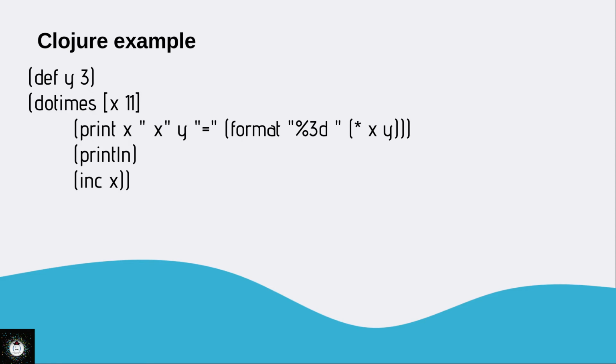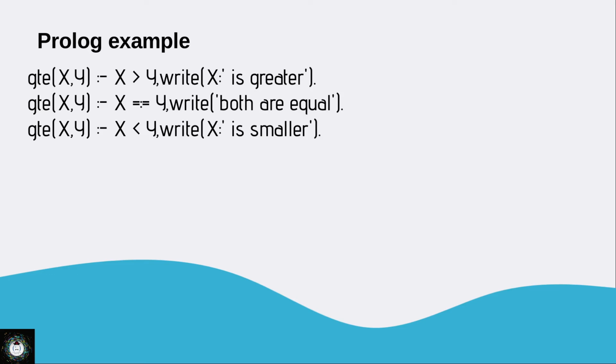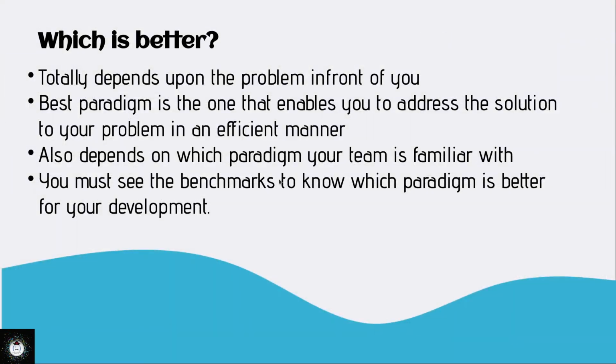So these are the examples that I just implemented. You can just take a quick look, right? Prolog, all this. So now the question is, which is the better paradigm? Which paradigm do I need to follow? To be honest, it totally depends upon the problem in front of you, your objective, what you are trying to achieve, right? It's not always that a particular paradigm is the fastest, or beautiful, or whichever paradigm you're comfortable with. If you think you can achieve your task or your goal, then that paradigm is the best choice for you, right? There's no one particular answer, and it highly depends on which paradigm your team is familiar with. You must also see the benchmarks to know which paradigm is better for your development. And it's also a matter of how efficient that paradigm is for you, right?